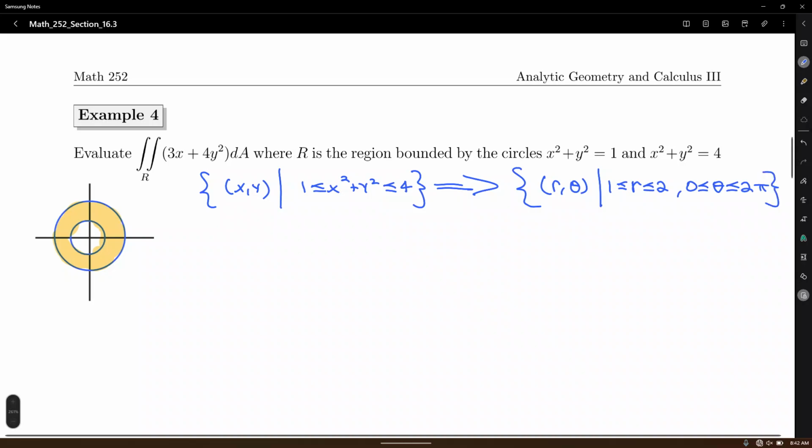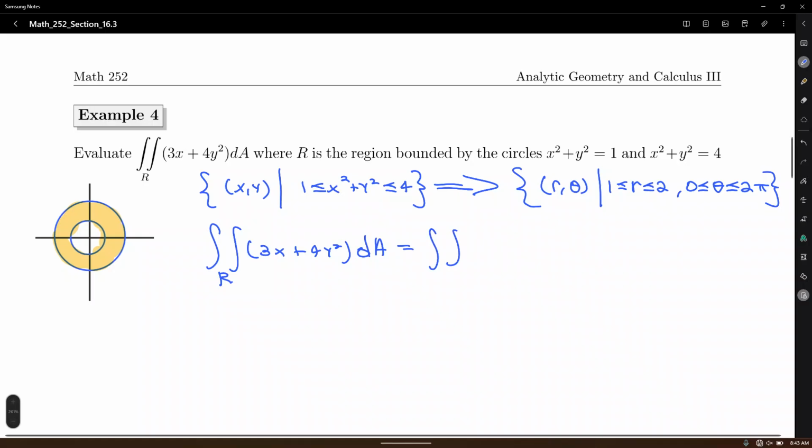Okay. So let's rewrite this double integral. Let me rewrite the original problem first. That is the double integral over the region R of (3x plus 4y) squared dA. In this case, I'm just going to go with dA, because in the end I'm not going to evaluate this integral by iterating x and y. No, in this case I'm going to go directly from the rectangular world to the world of polar.